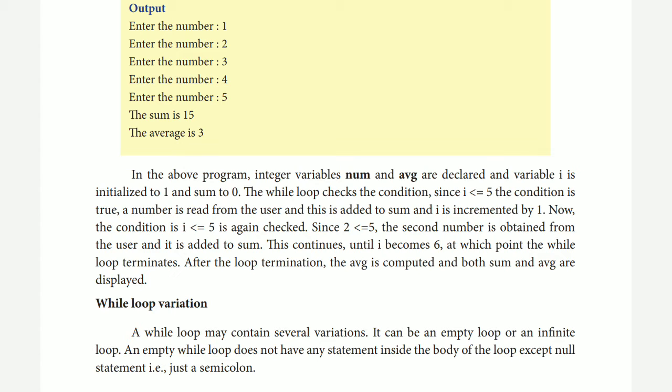Now the condition i less than or equal to 5 is again checked. Since 2 is less than or equal to 5, the second number is obtained from the user, and it is added to the sum. This continues until i becomes 6, at which point the while loop terminates. After the loop terminates, the average is calculated, and both sum and average are displayed.